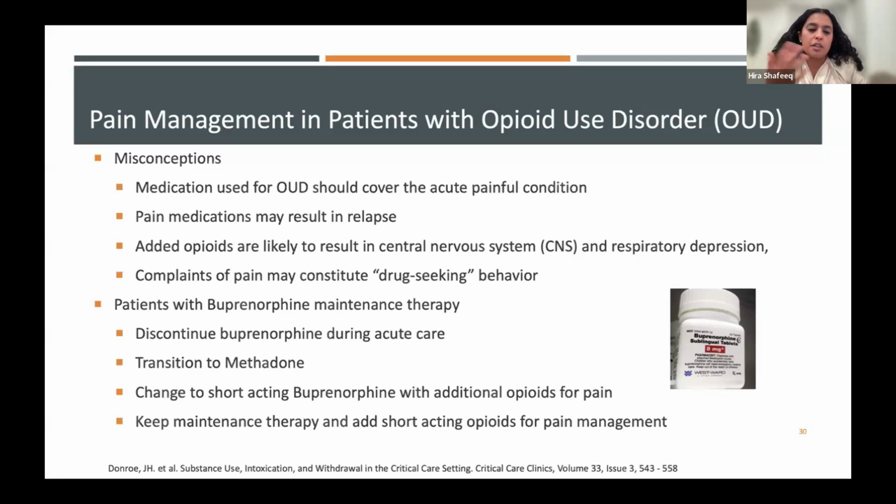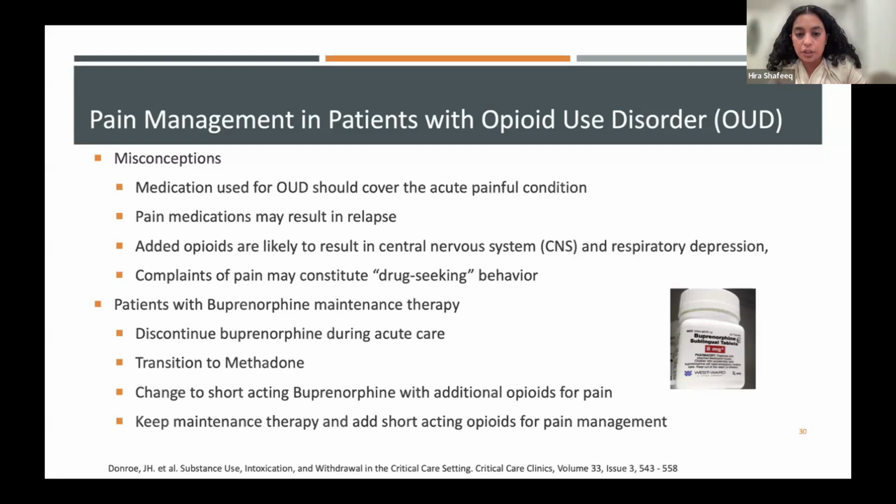What if someone's on Suboxone or on the extended-release treatment, and how do we continue this therapy while they're in it? There are multiple ways you can manage it, and no one approach is better than the other, but these are some of the ways. The first approach is that you can discontinue buprenorphine therapy during acute care and just manage their pain.